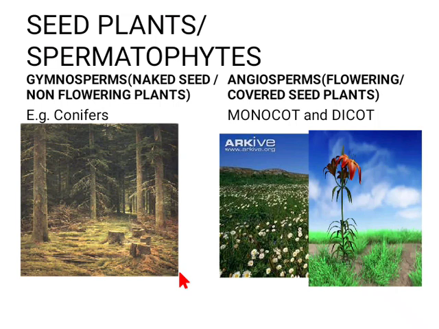We can divide seed plants into gymnosperms and angiosperms. Gymnosperms are non-flowering plants. They produce seeds, but they don't bear flowers, like cycads, conifers, and ginkgos. Angiosperms are also called flowering plants. They are seed-producing plants, but they also produce flowers.